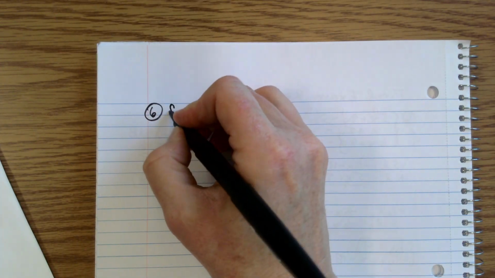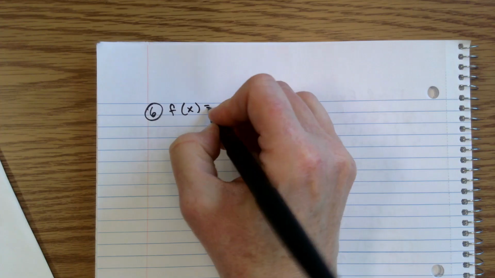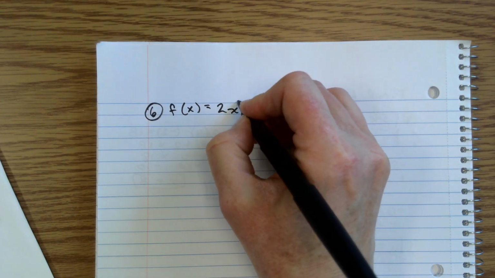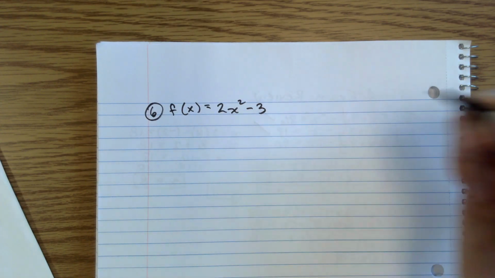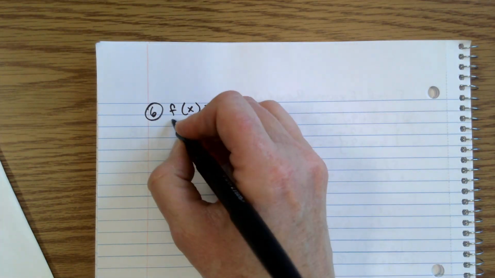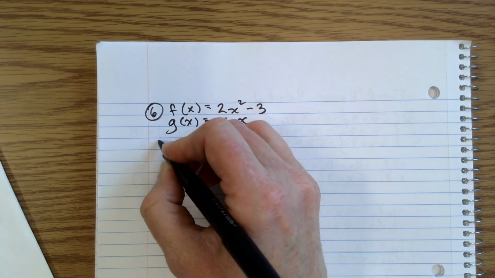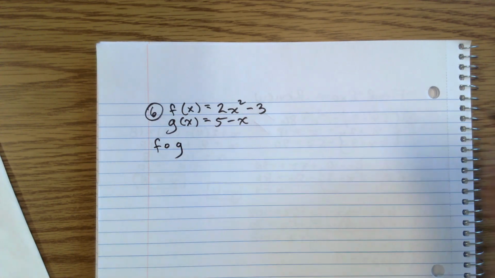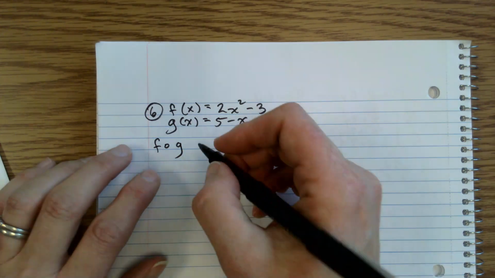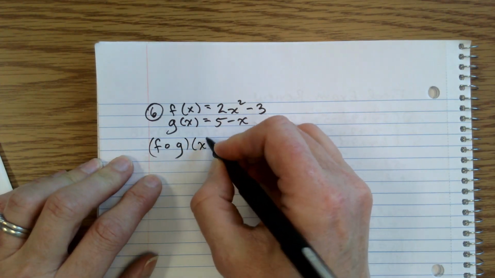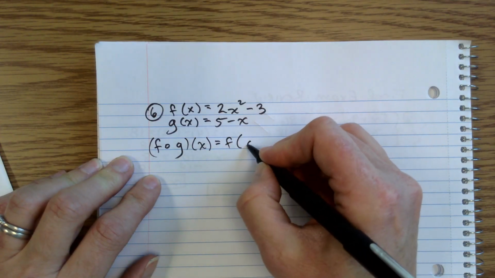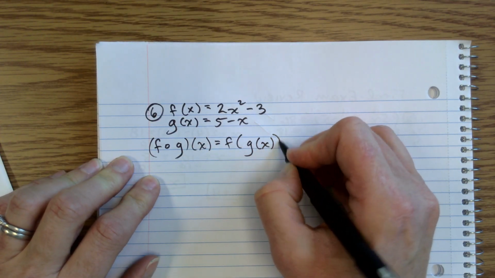If f, similar to the previous one but not quite the same, is equal to 2x squared minus 3, and g of x is equal to 5 minus x, find f composed with g. That's what that little circle means. It means I'm doing composition of functions, which you can also write like this: f of g of x.